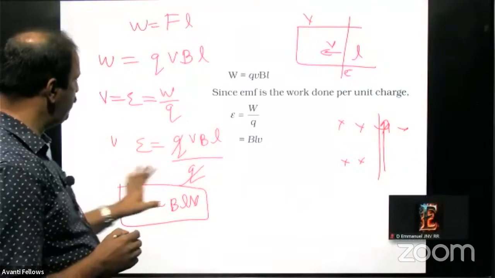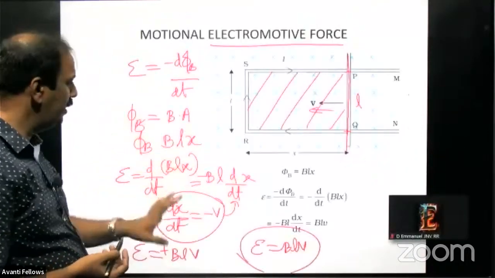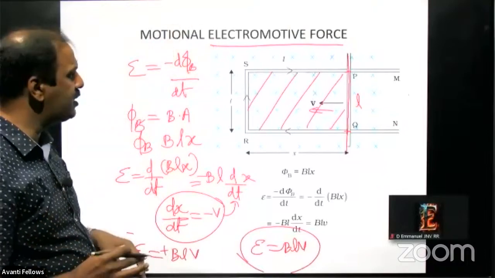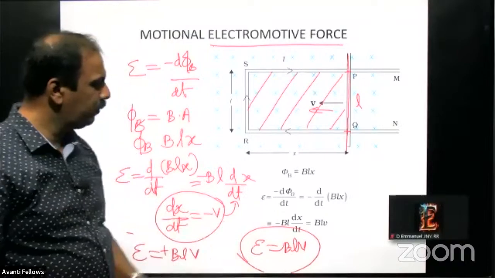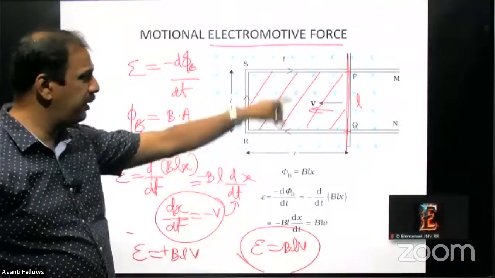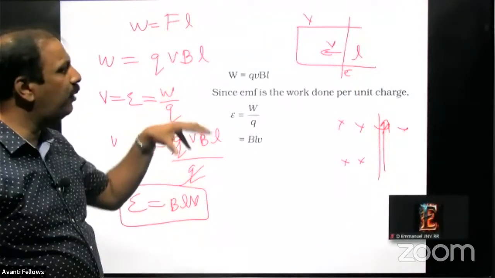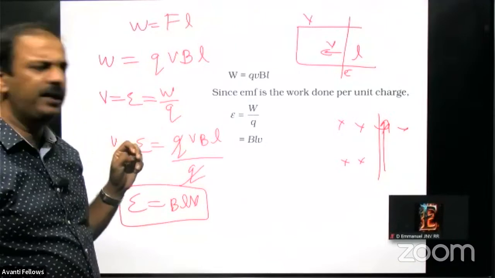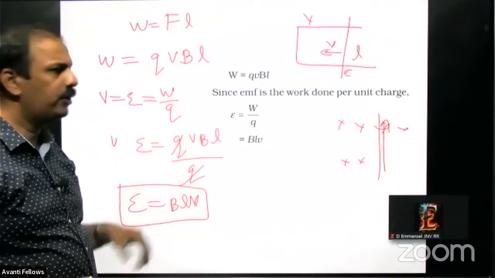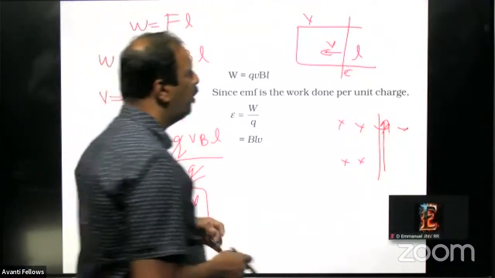So what is the difference between this one and the next one? Both are the same only. In this one, we are using a particular concept of the magnetic field and we are getting the induced EMF as BLV. Here we are thinking about the mechanical work done on the electron and we are calculating, and then also we are getting the same equation. So the induced EMF will be BLV. So that's about the motional EMF.